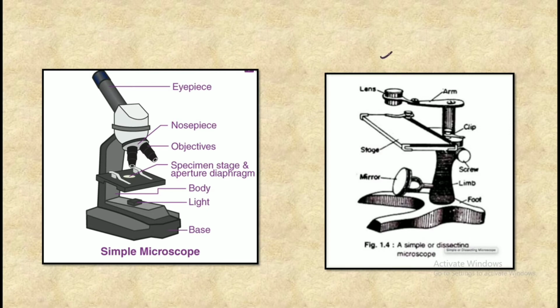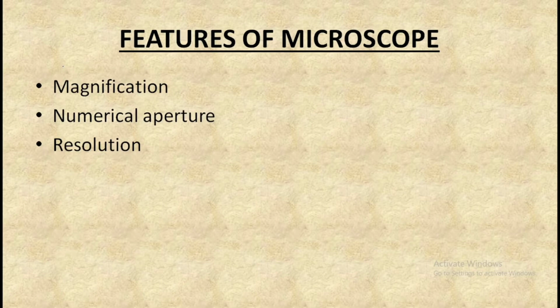On the right hand side we have a simple and a dissecting microscope, and on the other hand we have a compound microscope, which is a more enlarged or more complex version. We need not go into the complete detail of its subcomponents. We just need to remember the important functions of the microscope, and following that we have a few important features of the microscope.